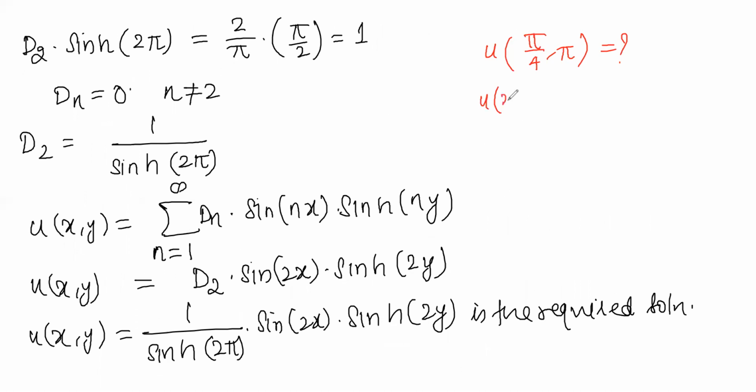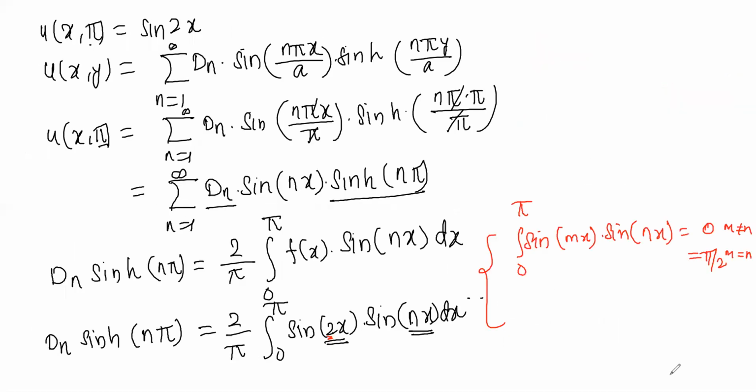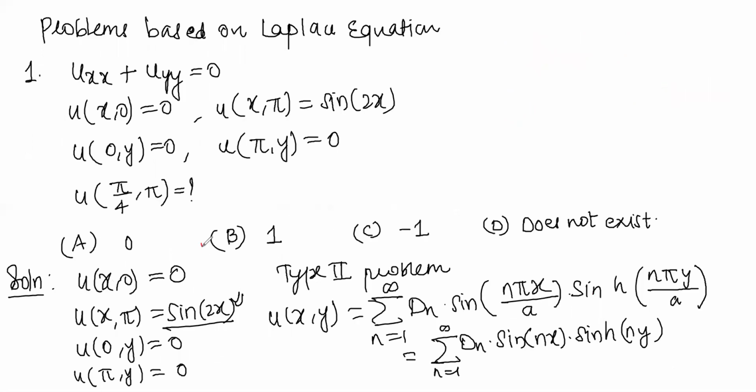So u of pi by 4 comma pi will be equal to sine 2 into pi by 4, into sine hyperbolic of y, which is pi, so it will be 2 pi, upon sine hyperbolic 2 pi. So this sine hyperbolic 2 pi will get cancelled, and sine pi by 2 will be just 1. So the answer is 1, and that makes your option B correct.